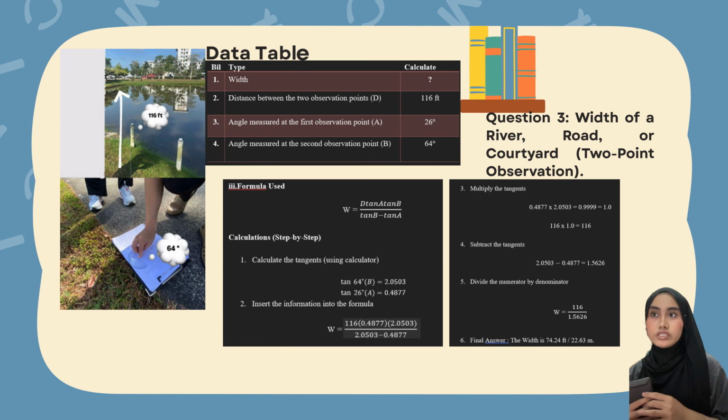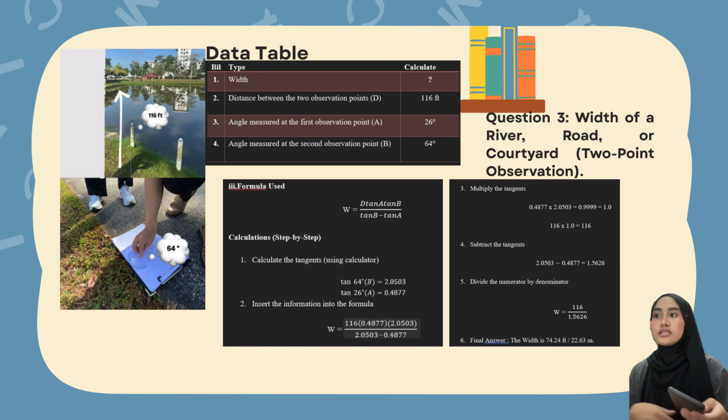So for question number 3, which is the river, road or courtyard, 2-point observation, we choose the lake for the calculation. Based on the data table, we get to calculate the distance between the two observation points, which is 160 feet. Number 3 is the angle measured at the first observation point, which is A, and we get 26 degrees. And number 4, the angle measured at the second observation point, which is B, is 64 degrees.